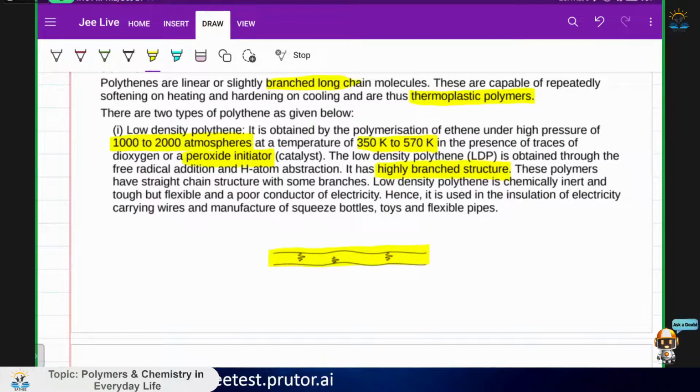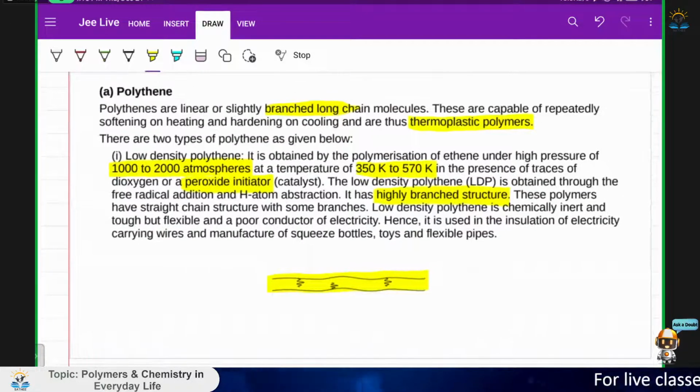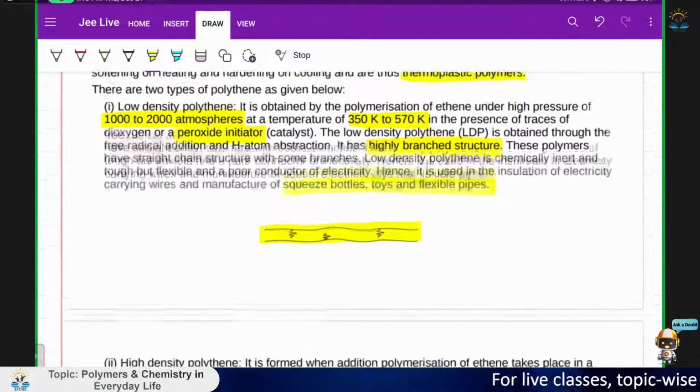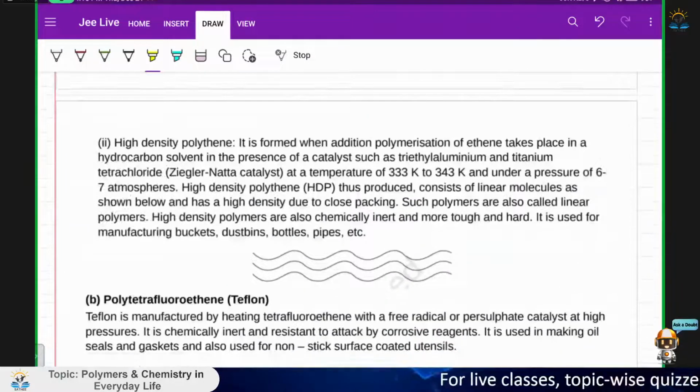So, in this chapter, whatever we learn, what is a monomer of the polymer and where it is used, examples are very important for this chapter. So, low density polyethylene examples are squeeze bottles, toys, flexible pipes. Now, for high density polyethylene, how is it formed?